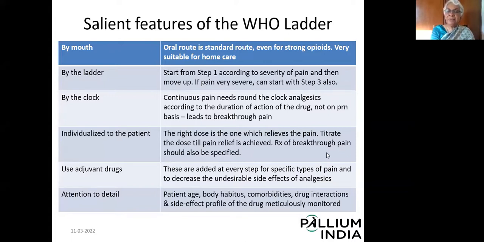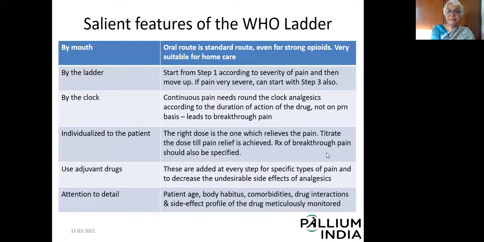So you have to tell that very clearly to the patient: if he's starting at 6 o'clock, the next dose is due at 10, then at 2, then at 6, and then at 10. So you have to tell them to go by the clock. That depends upon various drugs. It could be 6 hourly, 8 hourly, 12 hourly, all depending upon the half-life of the drug. So this prevents the breakthrough pain from happening.